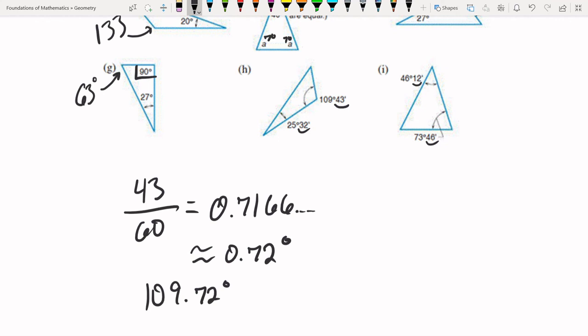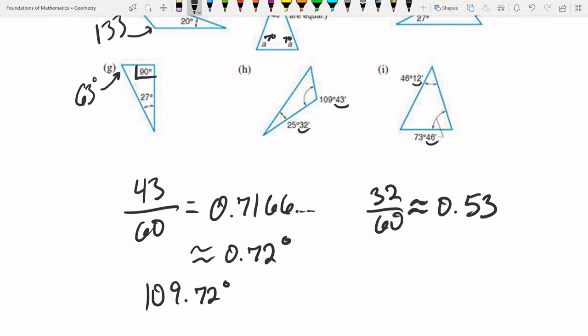Obviously, the decimal is going to be easier to work with here because the minutes and seconds add more fractions and everything like that. So I'm just going to convert these into purely degrees. So 25 degrees and 32 minutes. 32 minutes is the same thing as 32 over 60. That gives me 0.533333. I'm just going to round to 2 decimal places.